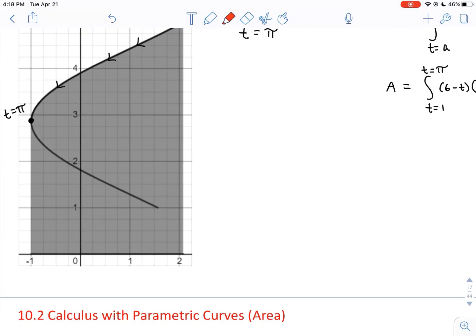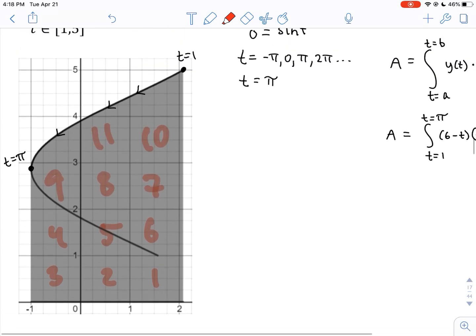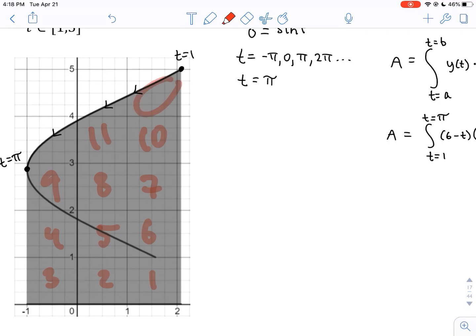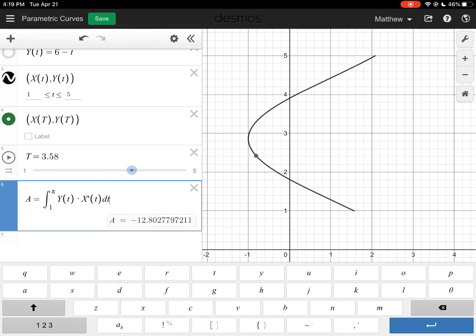First of all, let's see what a reasonable answer might even be just looking at this. Each of these blocks is 1 by 1. It's area of 1. So we can count the blocks and then make predictions about how much area we expect to see. So we have 1, 2, 3, 4, 5, 6, 7, 8, 9, 10, most of an 11th. And then these pieces put together, maybe this piece and this piece make around 12. So I'm expecting somewhere between 12 and 13 just by looking at this. This is giving me negative 12.8. So the number looks about right as far as area is concerned, but it's negative.